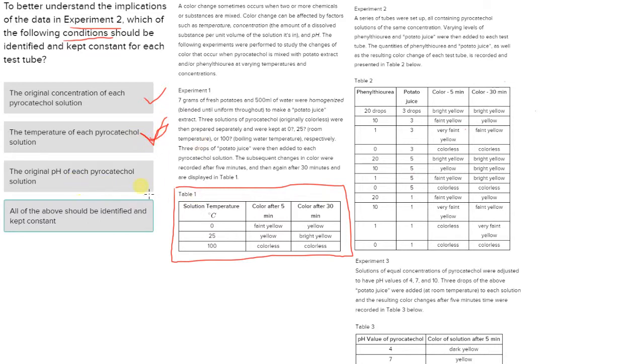Then our last one, the original pH of each pyrocatechol solution. Again, we have experiment 3, which is testing the changing of the pH and how that affects color. And sorry, table 3 is a little cut off here. But for the same reasons as answer choice B, if we change the pH, it'll change the color, which will affect our ability to understand how the other chemicals change the color. So we need to keep that constant so that we're not confusing our data for experiment 2. And so the answer is D. All of the above should be identified and kept constant.